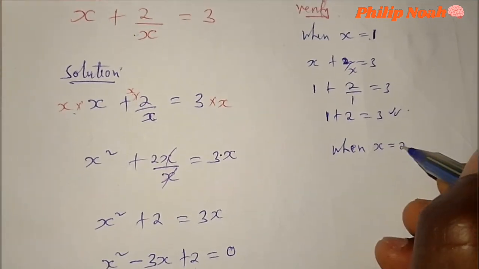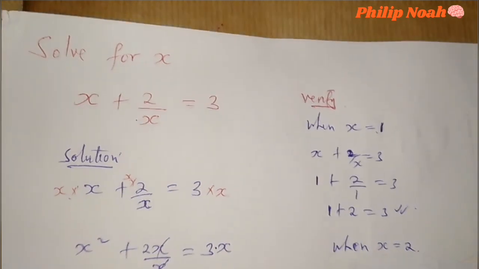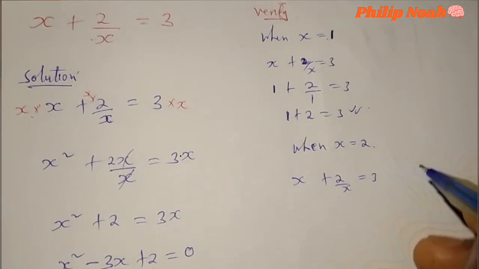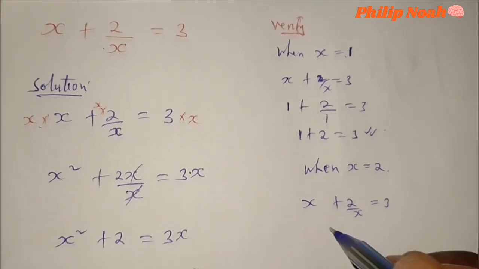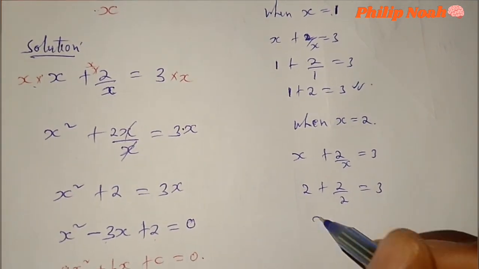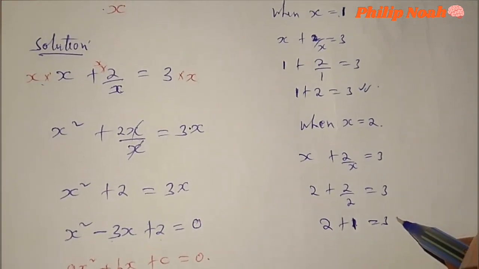When x is equals to 2, let's see. Our equation was x plus 2 over x is equals to 3. But our x is 2. So it's 2 plus 2 over 2 is equals to 3. So 2 plus 1 is equals to 3.